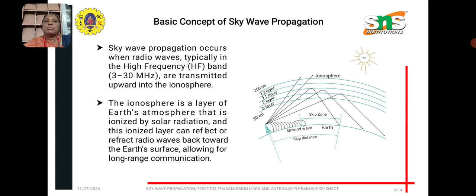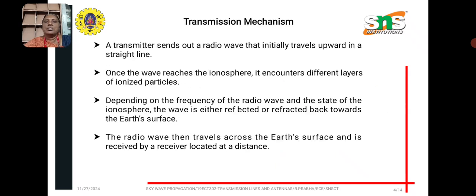Skywave propagation, the basic concept: it occurs when radio waves, typically in the high frequency band, that is 3 to 30 megahertz, are transmitted upward into the ionosphere. The ionosphere is a layer of Earth's atmosphere that is ionized by solar radiation, and the ionized layer can reflect or refract radio waves back toward the Earth's surface, allowing for long range communication.